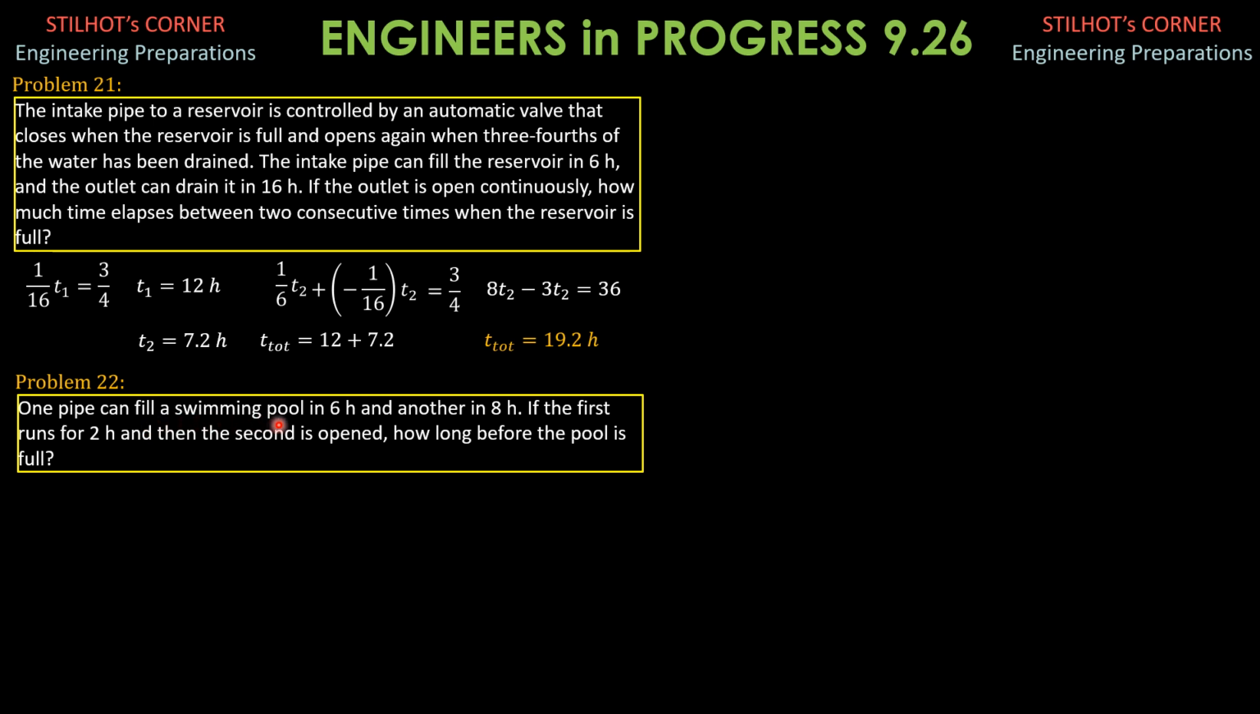So one pipe can fill a swimming pool in 6 hours. The rate is 1 over 6 and that is positive. And another is 8 hours, that's also positive.